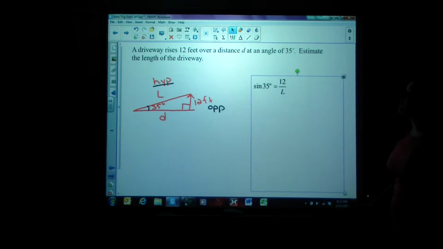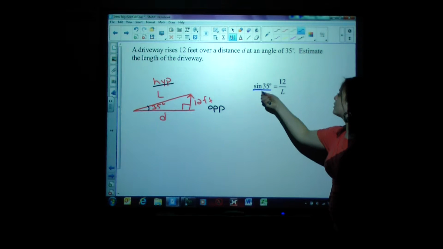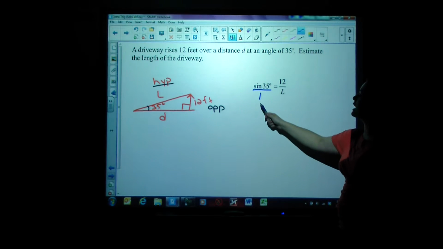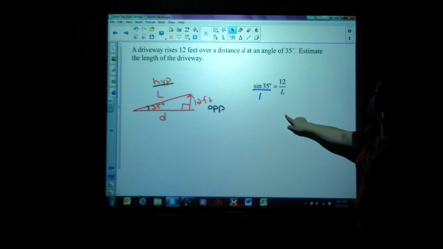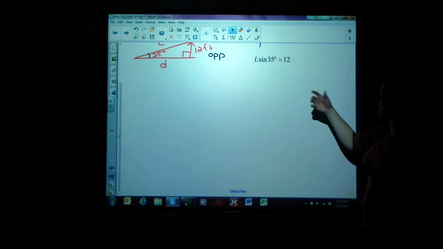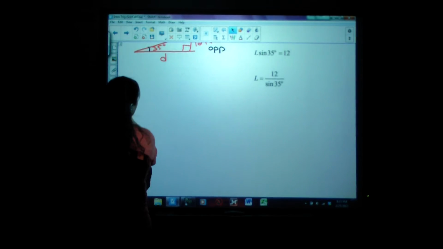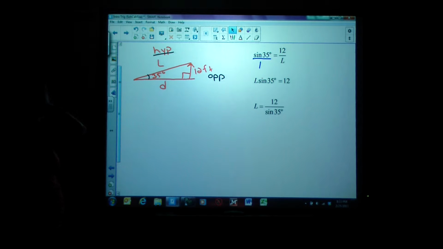So, we're going to have the sine of 35 degrees equals the opposite over the hypotenuse, which is 12 over L, the length of the driveway. If we cross multiply, putting sine of 35 over 1, we're going to end up with L times sine of 35 equals 12. Now, when we do that, L's not all by itself. So what we're going to have to do is divide both sides by the sine of 35 degrees. So L equals 12 divided by the sine of 35 degrees.